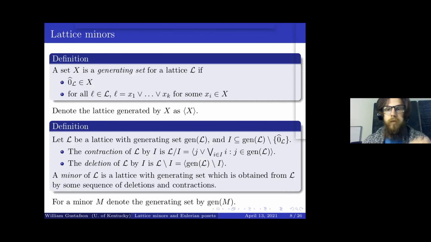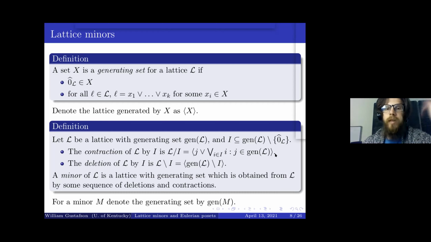All right, so now I can tell you what deletion and contraction is on lattices. But first, real quick, it's defined for something with a little bit more structure than just a lattice, but a lattice together with a generating set. And when I say generating set, I mean a set which contains a minimal element and which generates the lattice under joins like this. Okay, I'm going to use angle brackets to denote that. It kind of assumes a join operation, but that will always be clear.